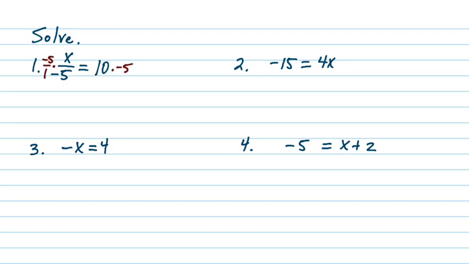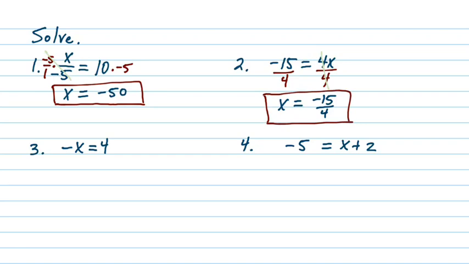All right, so on the first one, you should have multiplied each side by -5. Notice the -5's cancel. You get x equals -50. On number 2, I'm trying to get rid of the 4 so I can get x by itself. I divide each side by 4, and so I'm going to end up with x equals -15 over 4. Now, if you put the x on the other side, that's fine. It doesn't matter which side it's on. And 15 over 4, again, is a perfectly good number. There's no reason to change that to any other form.